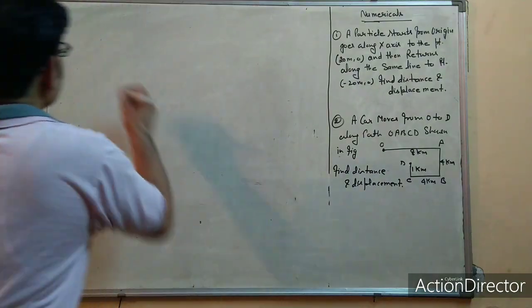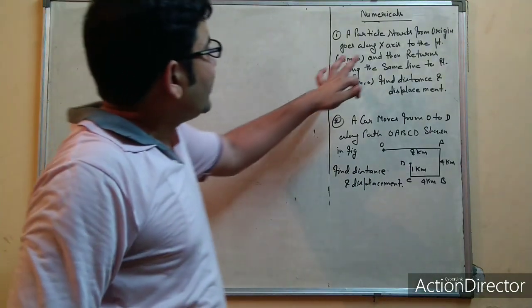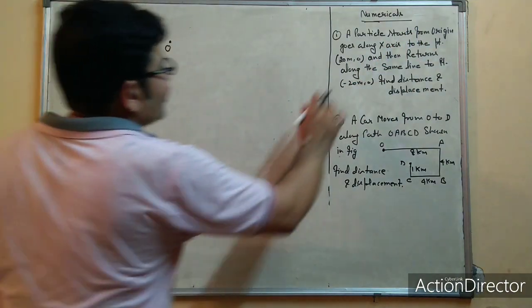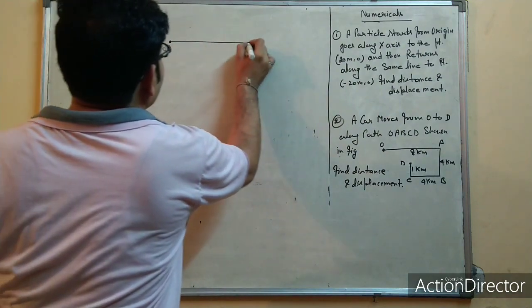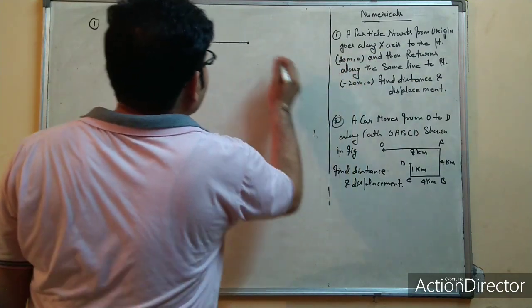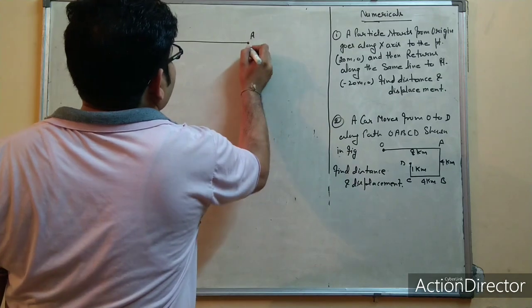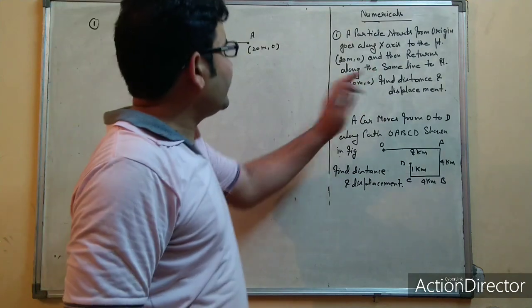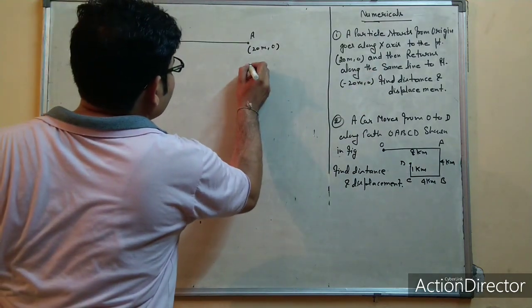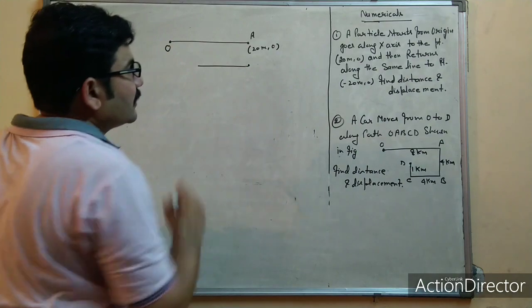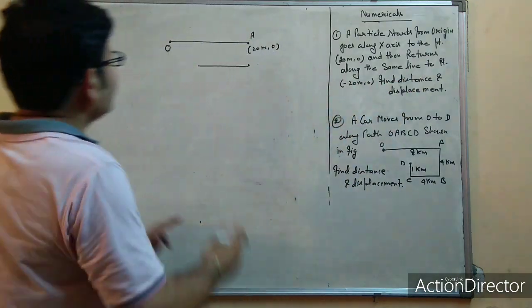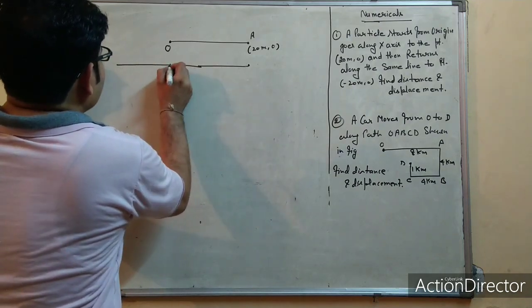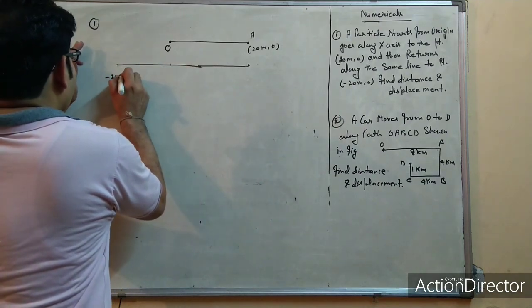In the first numerical, a particle starts from the origin. Let this be our origin, and it goes along the x-axis to this point. Suppose this is point A, at 20 meter, 0. Then the particle returns in the opposite direction along the same line to point minus 20. Minus 20 means it will be here. This is minus 20 meter, 0.